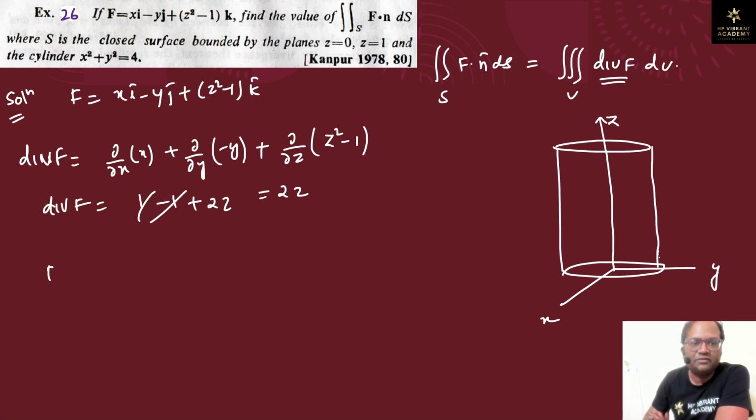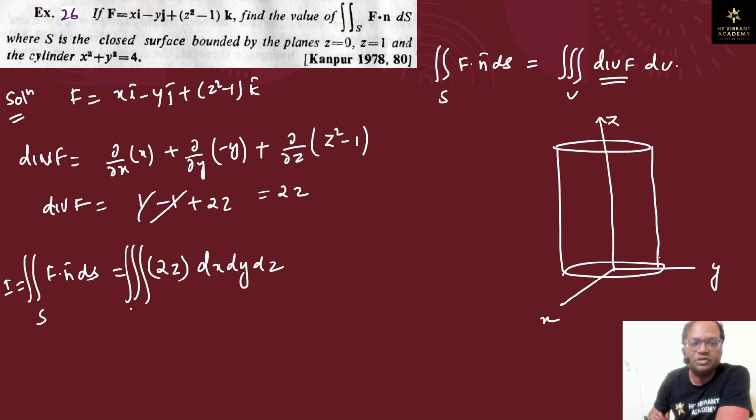So we have the surface integral of f dot n cap dS. Let us take this as I. The value of I is equal to the volume integral of divergence of f dV, which is 2z into dV. dV we can write as dx, dy and dz. So this is a volume integral.